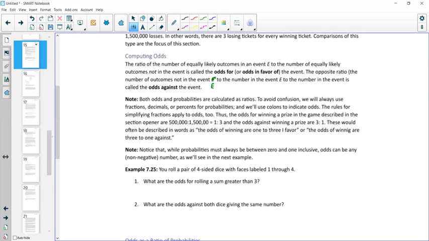Thus, the odds for winning a prize in the game described in the section opener are 500,000 to 1,500,000, or 1 to 3. And the odds against winning a prize are 3 to 1. These would often be described in words as the odds of winning are 1 to 3 in favor, or the odds of winning are 3 to 1 against. Notice that while probabilities must always be between 0 and 1 inclusive, odds can be any non-negative number, as we'll see in our next example.